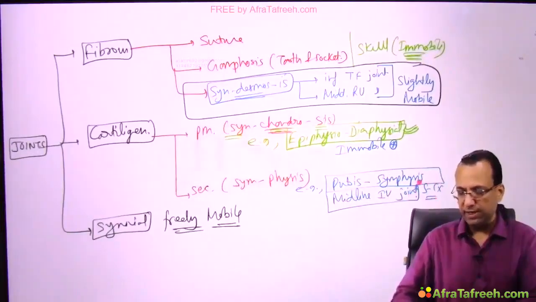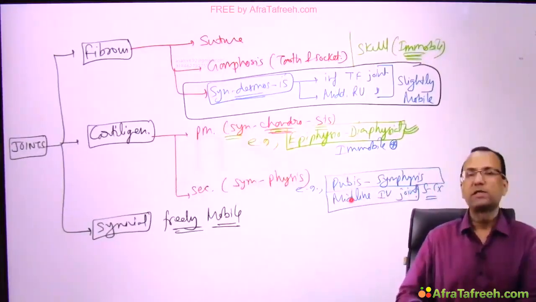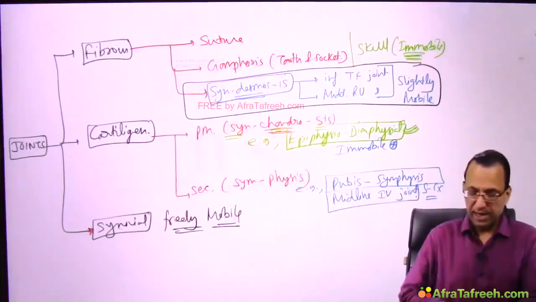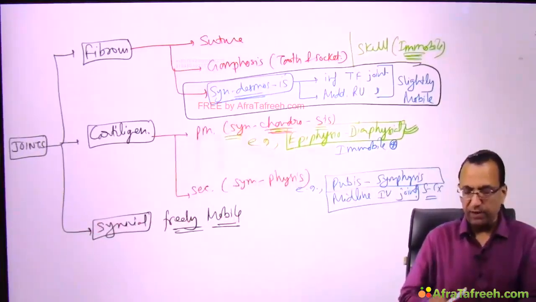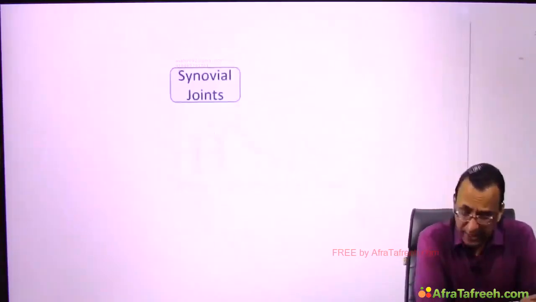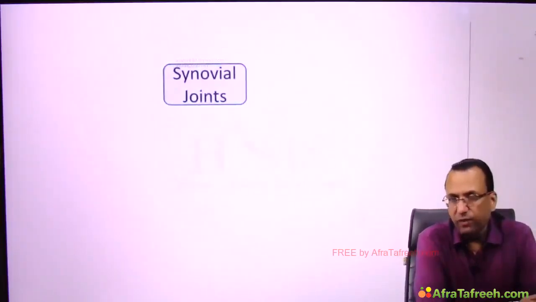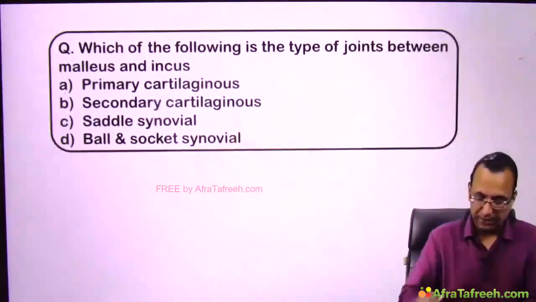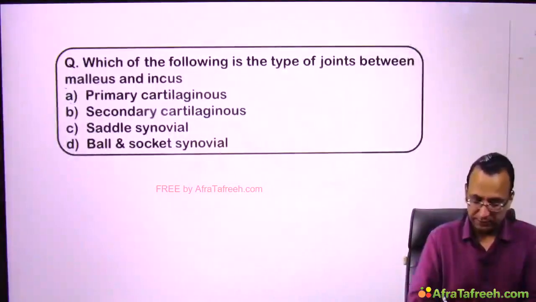which is also slightly mobile. Now, what about the synovial joint? Freely mobile joint. As we're talking about synovial joint or freely mobile, we have to discuss them now. This is the next point of discussion. And as you're talking about the synovial, you will find there is one question on examples. It is asking about malleus incus. What do you think the answer is for malleus incus?